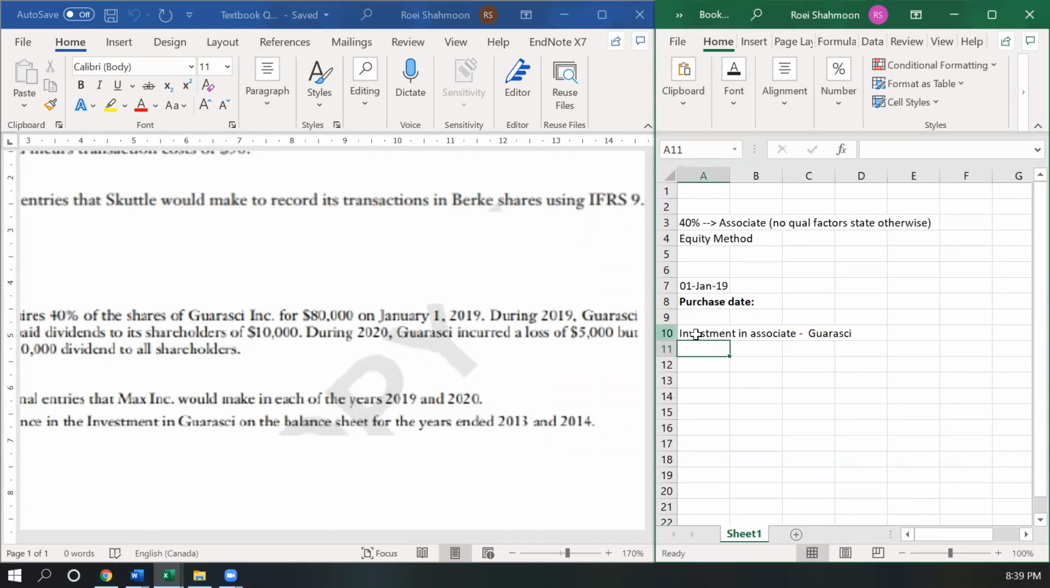This kind of solidifies the fact that this is not FVTPL. Okay, this is actually an associate. So we're going to be doing the equity method. And we could put here the 80,000. And of course, we credit cash because that's what I paid with.